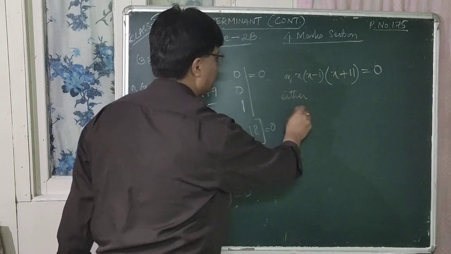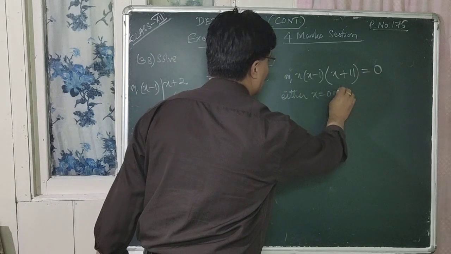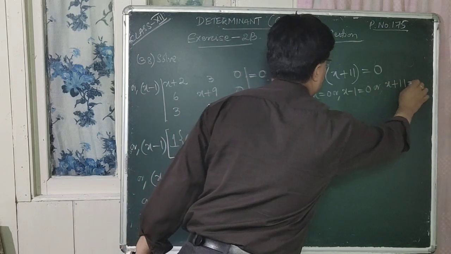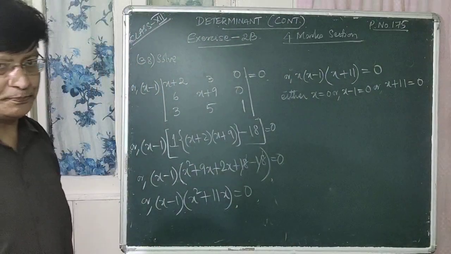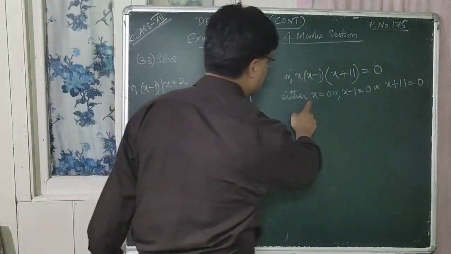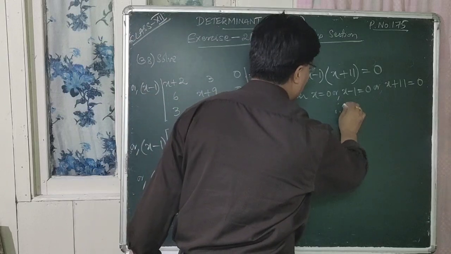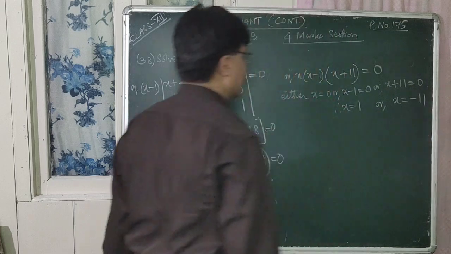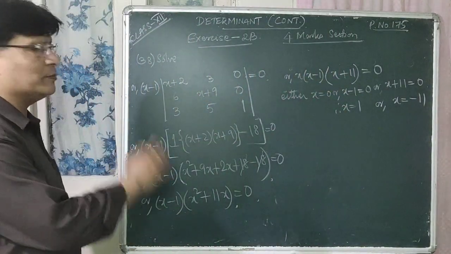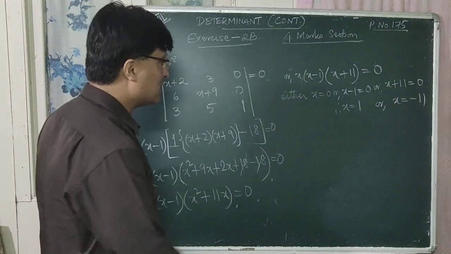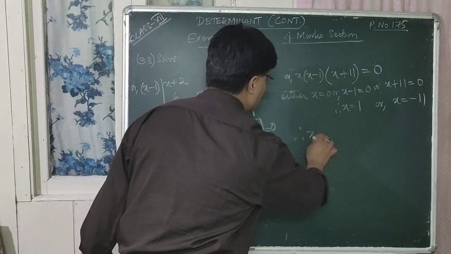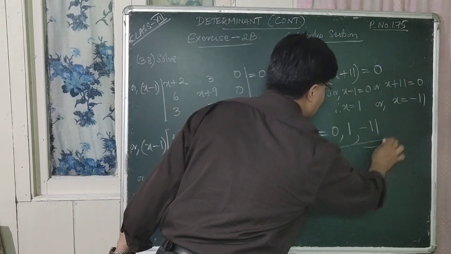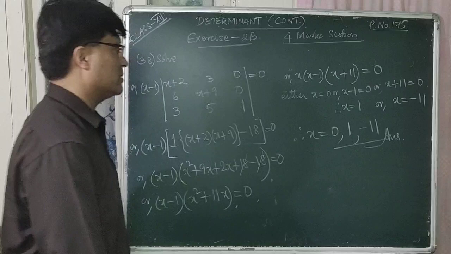So either x is equal to 0, or x minus 1 is equal to 0, or x plus 11 is equal to 0. Right? So first answer is x is equal to 0. What is the second one? x is equal to 1. Or what is the third one? x is equal to minus 11. So what are the values of x, which are the required answers? Therefore, x is equal to 0, or 1, or minus 11. So these are the answers.